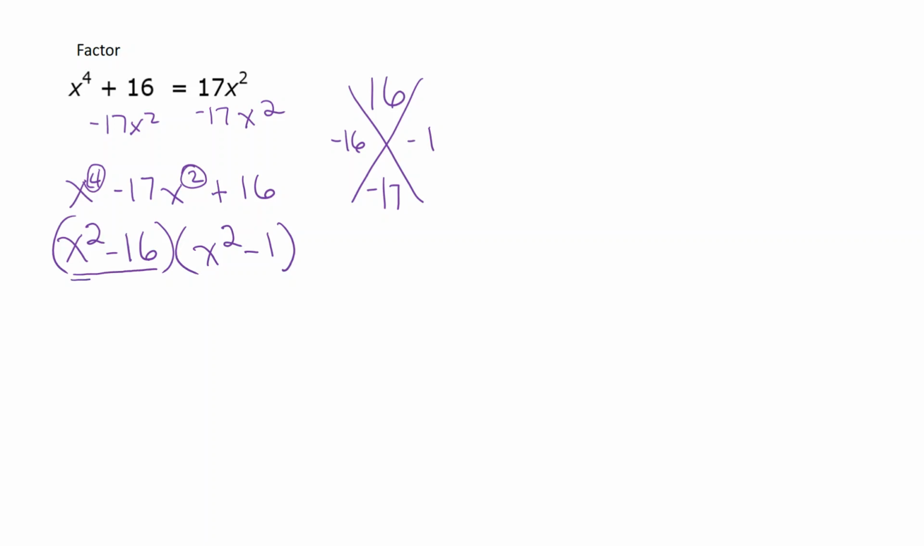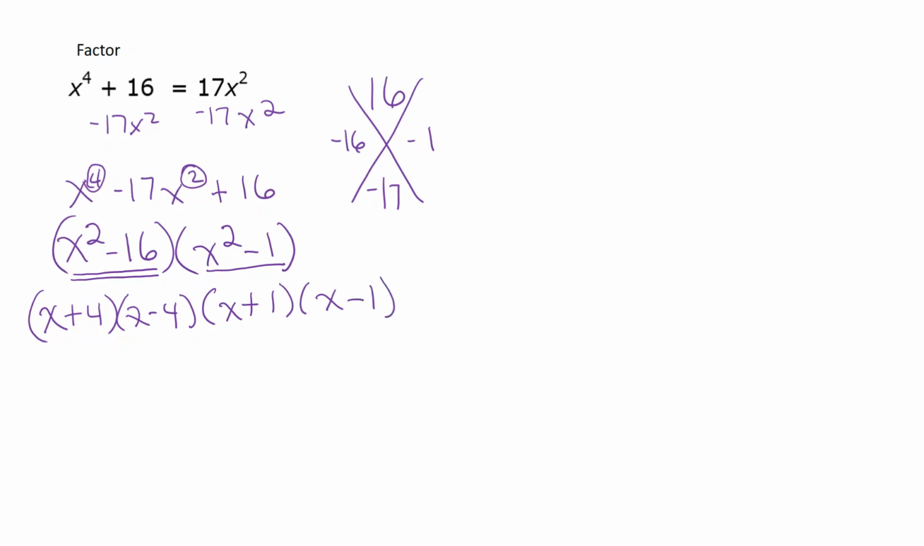I can see that this is the difference of two perfect squares. So that's going to be x plus 4 and x minus 4. And this one is also a difference of perfect squares because don't forget, 1 is a perfect square. So that's going to be x plus 1 and x minus 1.